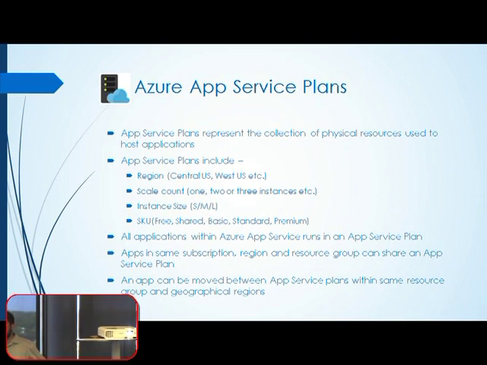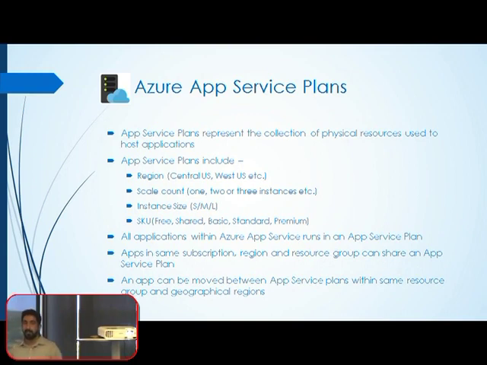Before we jump on to web apps, one critical concept in app service is called app service plans. Whenever we are creating an app service, it should be bound to an app service plan, which includes nothing but region, scale count, like how many instances we want to have for that application, the instance size, whether it should be small, medium, large, and so on, and the SKU, which defines the pricing tier under which the resources are going to fall. So basically, it represents the collection of physical resources that we are going to specify to host our application. All applications within Azure App Service run in an app service plan.